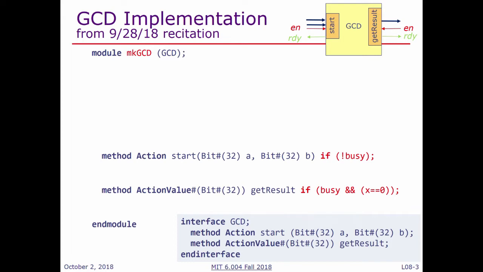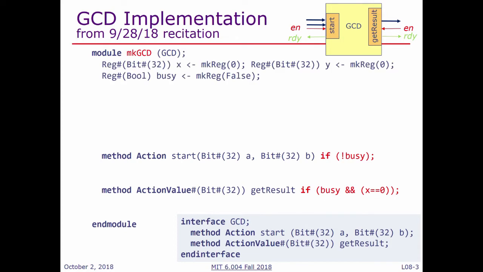guard for this method? Well, that partially depends upon the state. In our implementation, we have declared that we want two registers to hold the values of A and B, which will be X and Y in this case, and we're going to have a separate 1-bit flag, which indicates whether the module is busy or not. Initially it's not busy, that's why it's initialized to false.